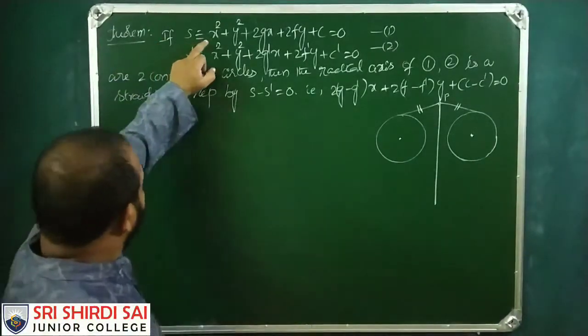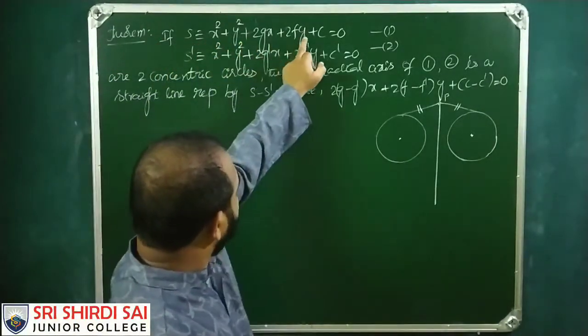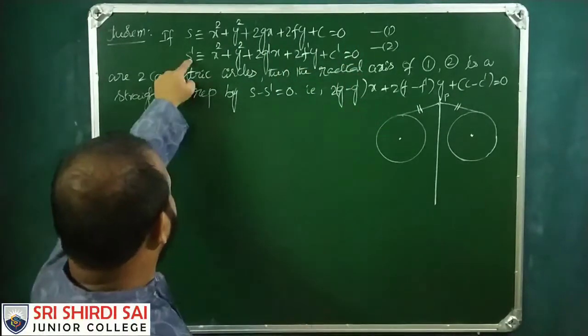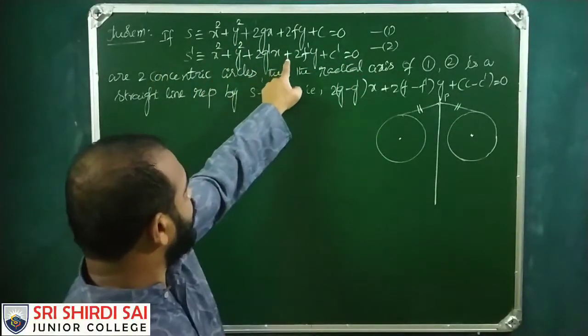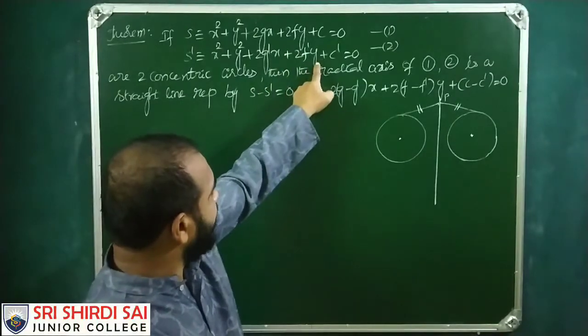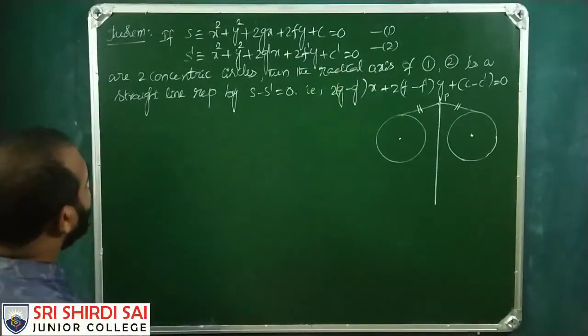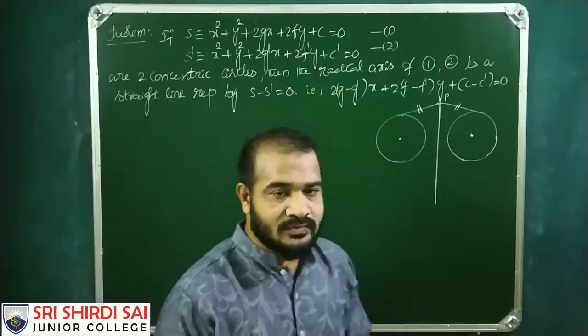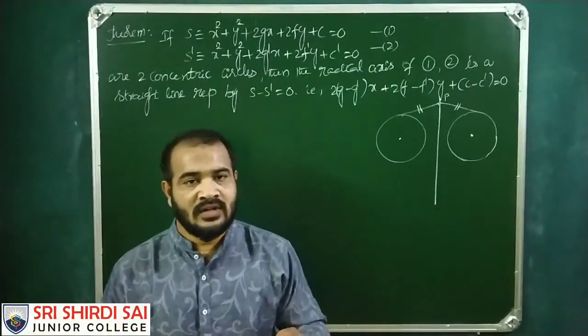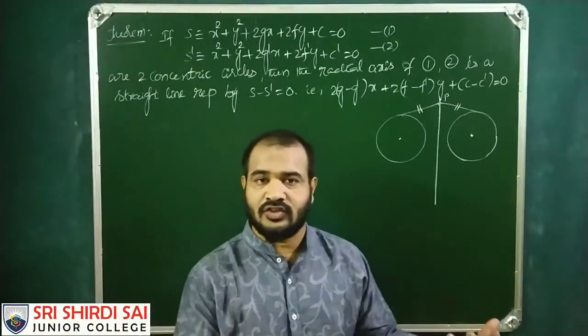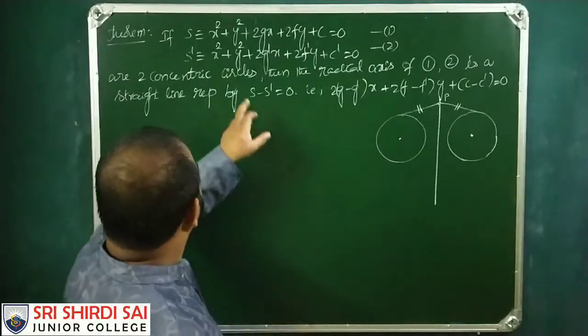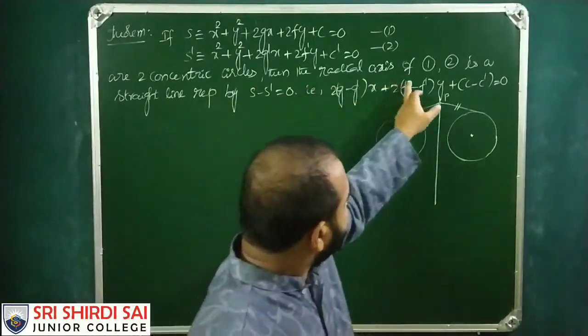If S: x square plus y square plus 2gx plus 2fy plus c equals 0 and S dash: x square plus y square plus 2g dash x plus 2f dash y plus c dash equals 0 are 2 concentric circles, then for concentric circles the radical axis does not exist. For circles, then, the radical axis of 1 and 2.